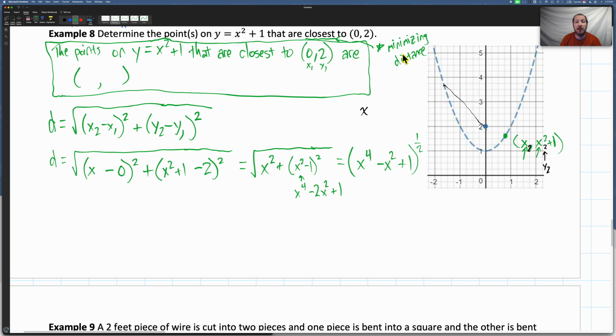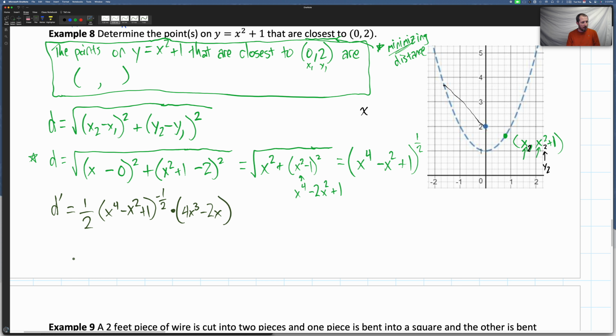So now, again, we're looking to minimize distance. So this is our optimization formula. So we want to go ahead and take the derivative of this. All right, so let's find d prime. We've got 1/2 times everything on the inside to the negative 1/2 power, and then let's do our chain rule. Make sure we use parentheses, times 4x cubed minus 2x. That's it.